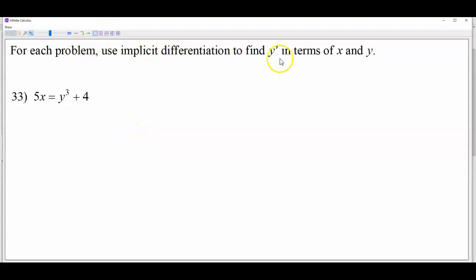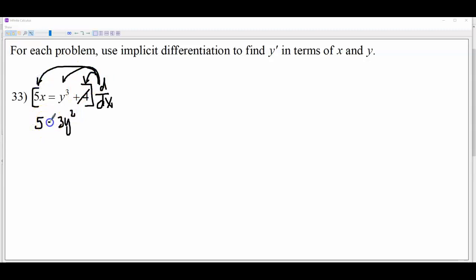For each problem, use implicit differentiation. Now, we talked about this in the intro video for derivatives, just to review that. An implicit function is an equation where the x and the y are all mixed up inside the equation. It's not where the y is by itself like it usually is. So when you have an implicit function, we're taking the derivative with respect to x. First of all, you take the derivative like normal. Like here, the derivative of 4 is 0, so that's just going to go away. The derivative of this is going to be 3y squared. And then the derivative of this is just going to be 5.